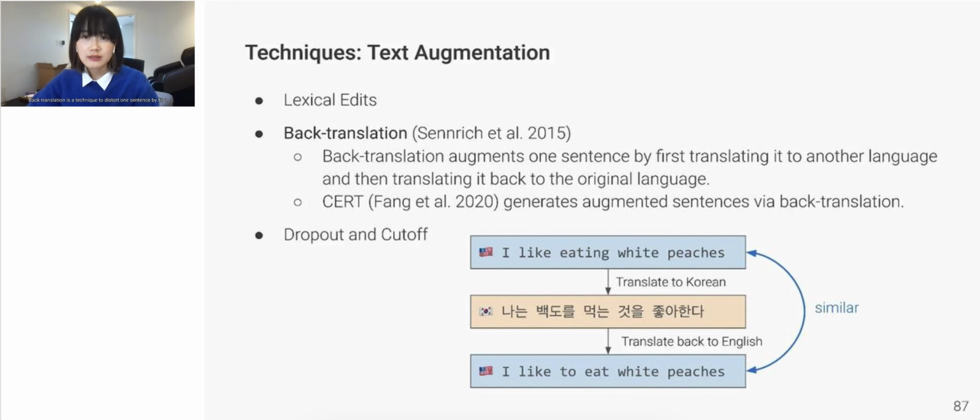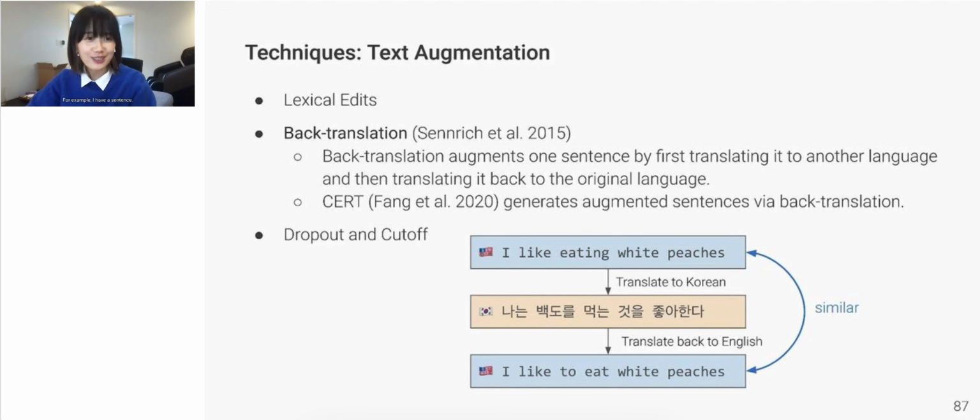Back translation is a technique to distort one sentence by first translating it to another language and then translating it back to the original one. In this process, of course, it depends on the quality of your translation model. The semantic meaning should stay largely unchanged.